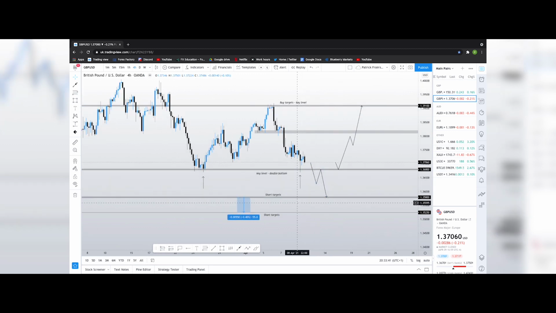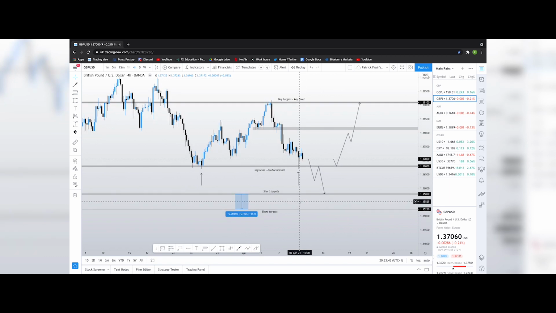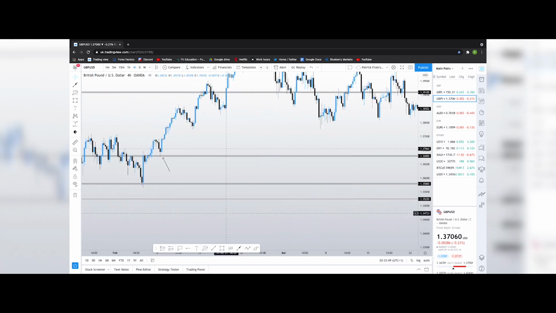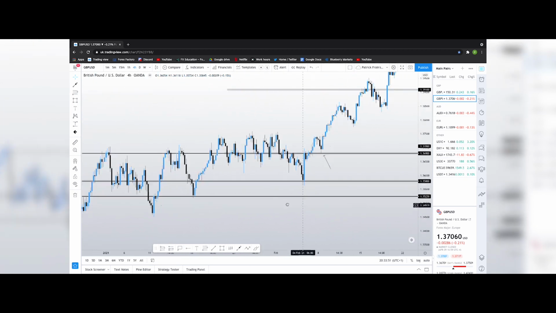Looking into next week, I will be looking for this level to be broken for a nice break and retest. I then will be looking for short targets at 1.35800 and another target 55 pips below at around 1.3250, which is also this level just here.